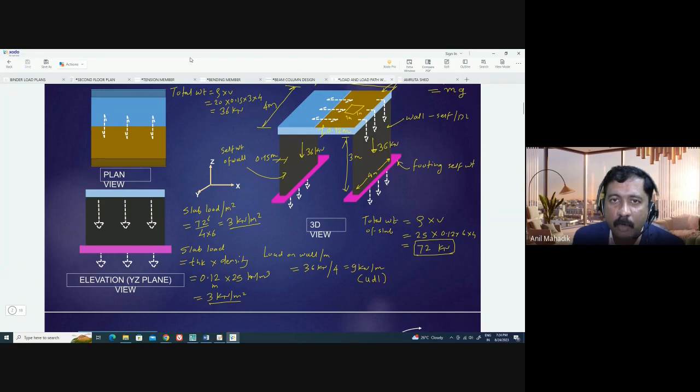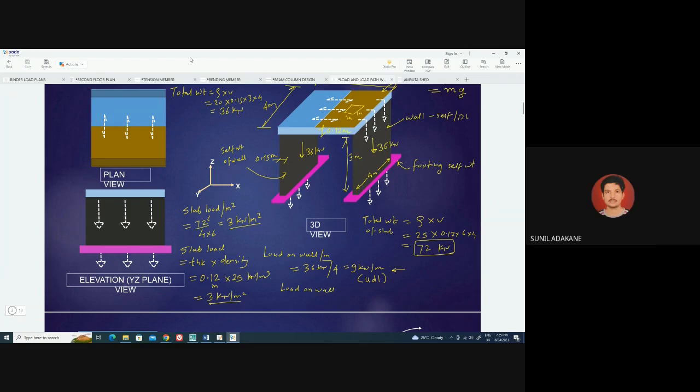This is total weight of the wall, but if I ask you to calculate the weight of the wall per meter length, how much will it be? So we have already calculated here. 36 divided by 4, that is 9 kilonewton per meter, UDL if I say. Is there any other method to calculate the load on wall per meter? Tell me. So load on wall per meter.